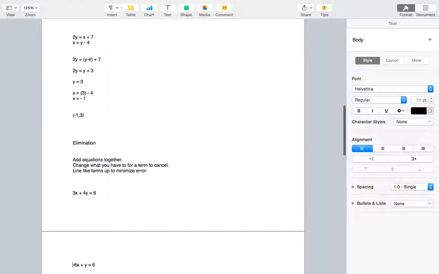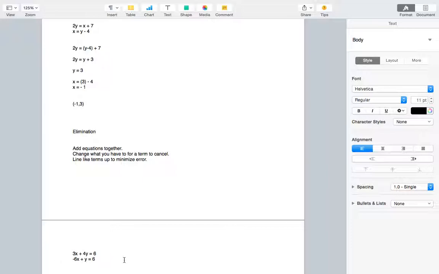3x plus y equals 6, and let me move that down there. There you go. 3x plus y equals 6. 3x plus 4y equals 6. And -6x plus y equals 6.